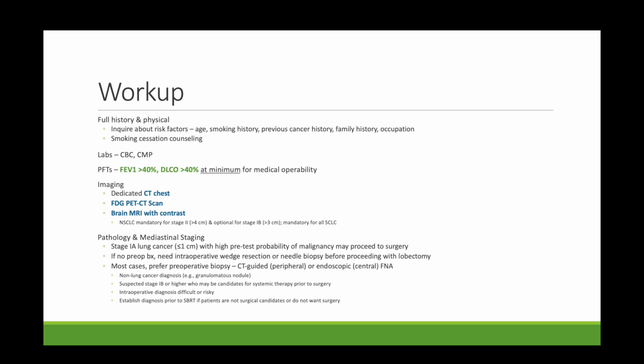So if the tumor is located peripherally, this can be a CT-guided biopsy. And if it's located more centrally, then we can go endoscopically, so doing a bronchoscopy and then doing an FNA of that more central lesion if it is accessible.